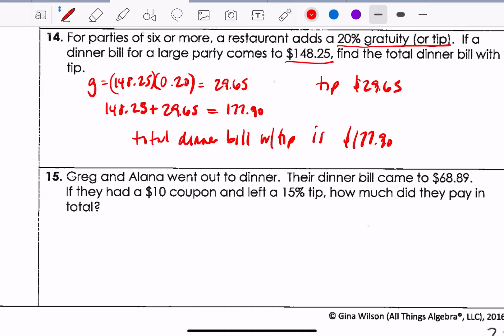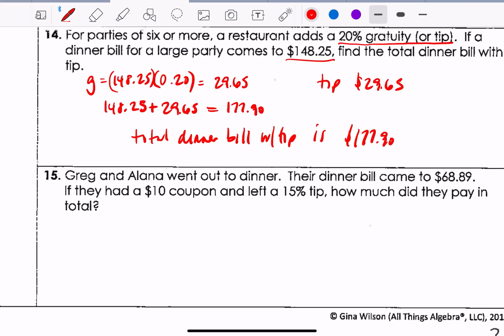Okay, last one. Greg and Alana went out to dinner. Their dinner bill came to $68.89. If they had a $10 coupon and left a 15% tip, how much did they pay in total? Okay, so a coupon, what does that mean? We didn't really talk about that, but that's a discount. And this one isn't a percent, it's a straight up $10 coupon. So this is going to be minus 10.